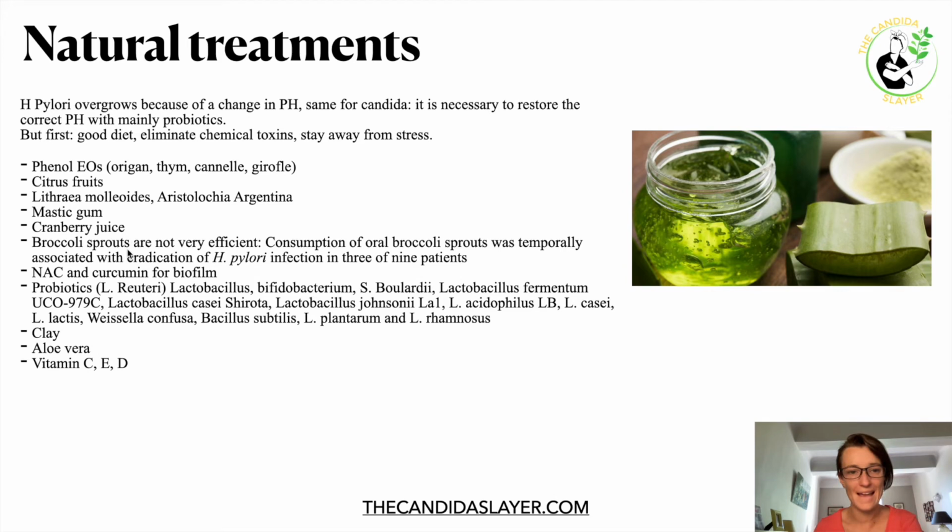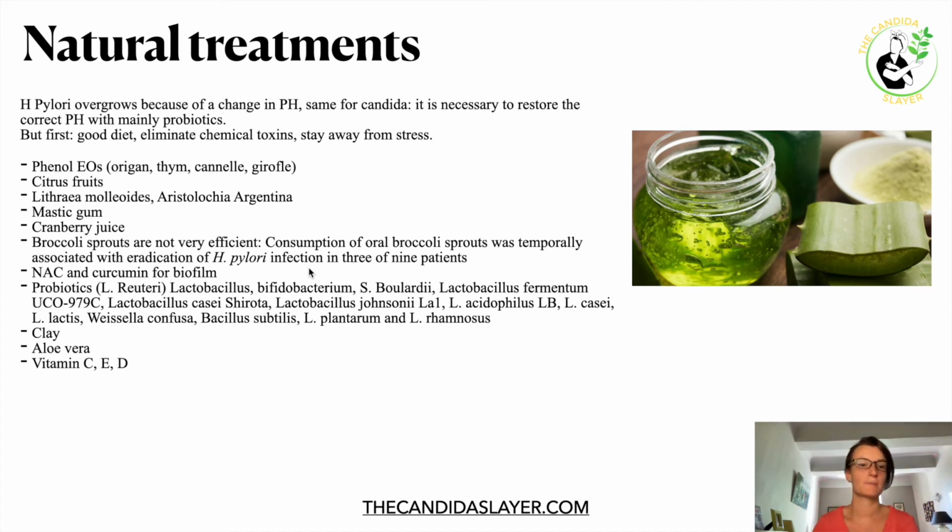Broccoli sprouts can help, but in one study, it was not shown to be very efficient. In that study, it says consumption of oral broccoli sprouts was temporarily associated with eradication of H. pylori infection in 3 of 9 patients. Okay, so it's less than 50%. So it's not very efficient, but why not? You know, it can help. And talking about broccoli and cabbage in general, I have a whole video about how cabbage juice can help heal your stomach ulcers. I put the video up there.